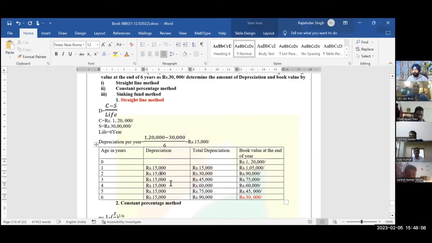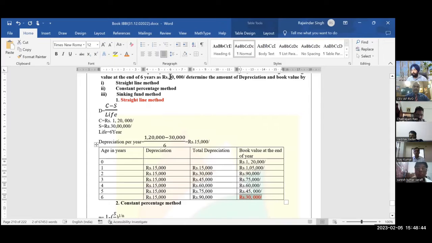At the end of the third year, again 15,000 will depreciate. Total depreciation will be 45,000, and the remaining value will be 75,000. In this way, every year the same amount of depreciation will be there, and at the end of the 6th year you are left with the salvage value, which is 30,000.